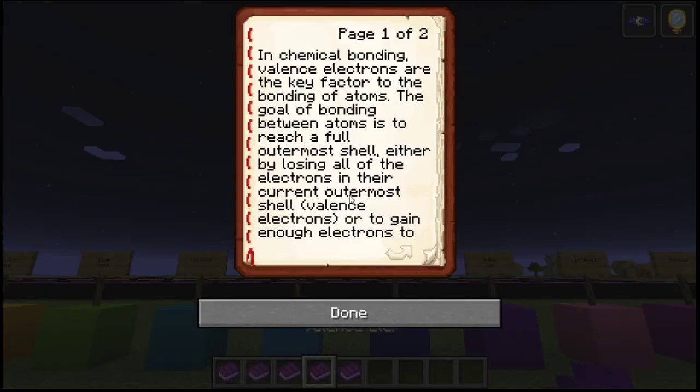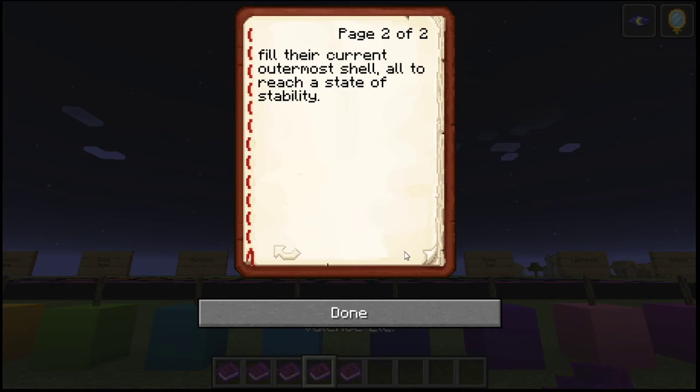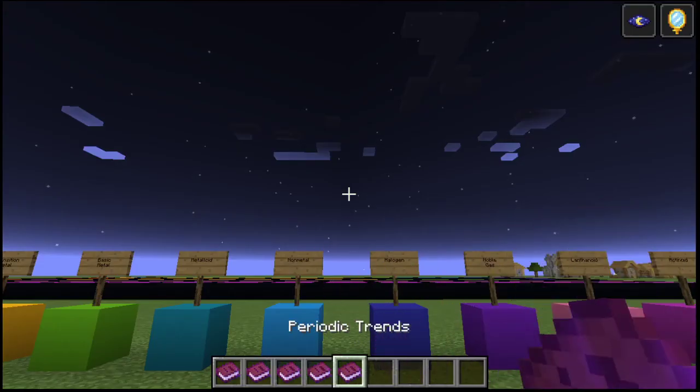In chemical bonding, valence electrons are the key factor to the bonding of atoms. The goal of bonding between atoms is to reach a full outermost shell, either by losing all of the electrons in its current outermost shell, the valence electrons, or by gaining enough electrons to fill the current outermost shell, all to reach a state of stability.